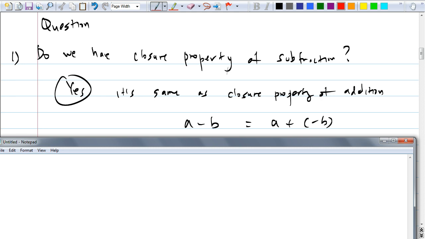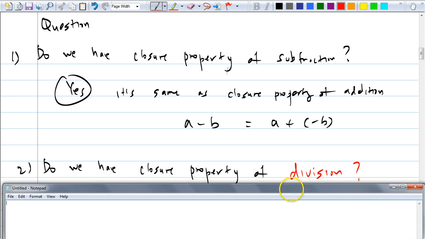Okay, let me see if you really got this. What about this question then? How about for division? Do we have closure property of division then? I want you to think about this as a group. Go ahead. Isn't division the same as multiplying by the reciprocal, right? So isn't that the same as the closure property of multiplication? I don't know. Go ahead. Think about this. What do you guys think?